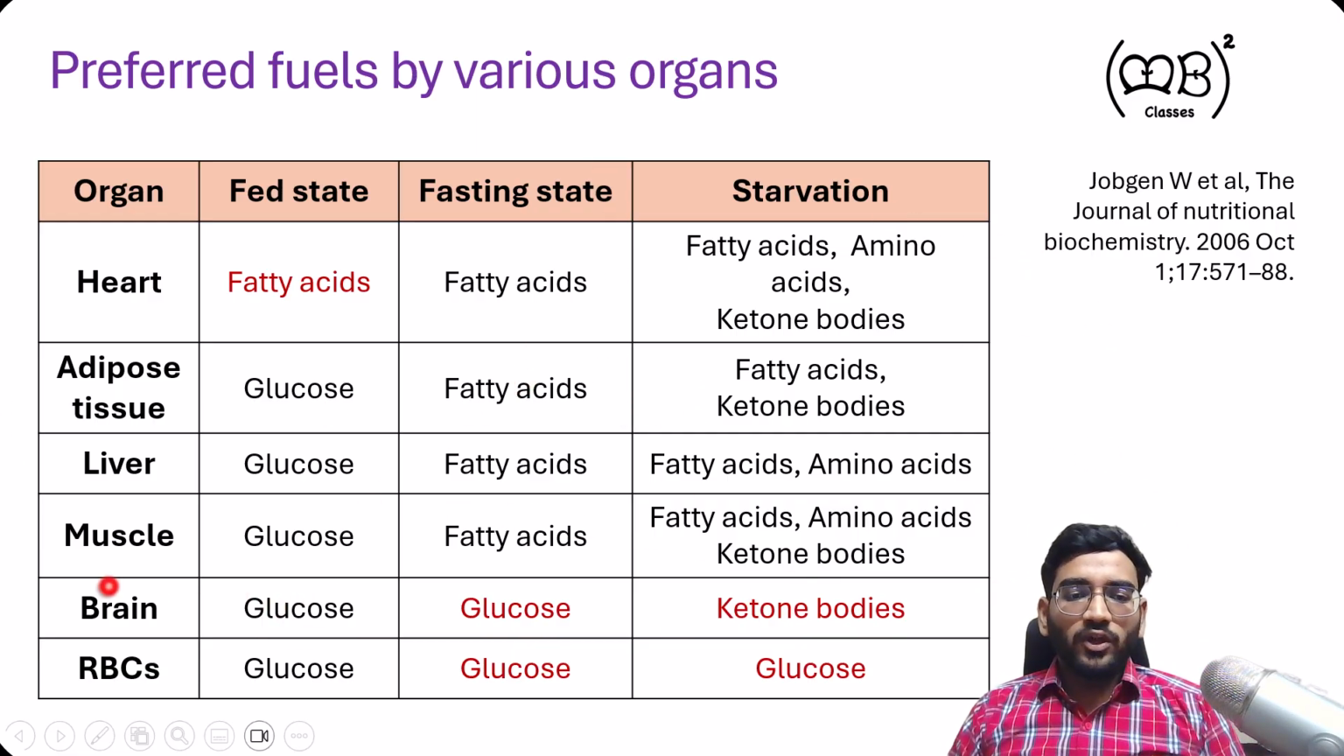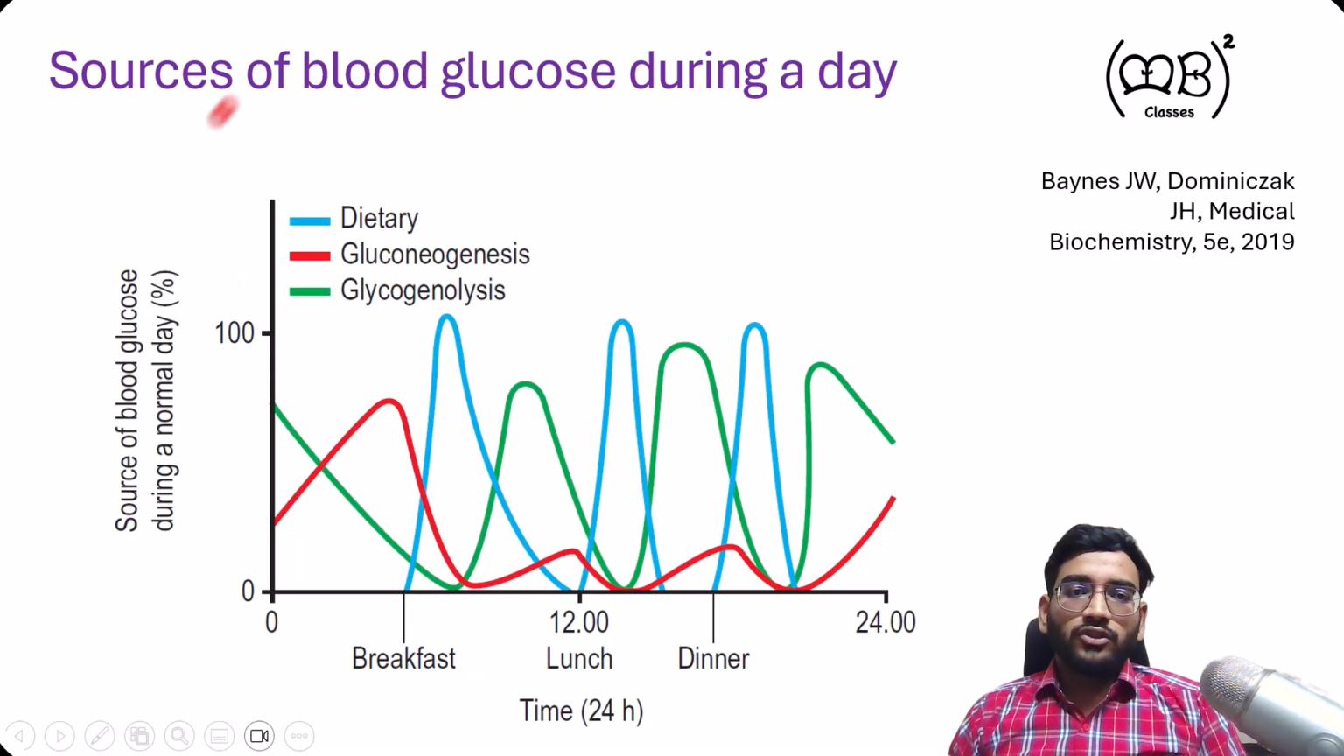So we know that the brain and RBCs, and especially the brain, use glucose throughout the day and even in the fasting state. We need to know how the level of glucose alters throughout the day. Sources of blood glucose during the day: during breakfast, when we take the meal, in the fed state, 100% of the glucose comes from the diet. The x-axis is time, which is breakfast, lunch and dinner, and the y-axis is the source of blood glucose during a normal day.